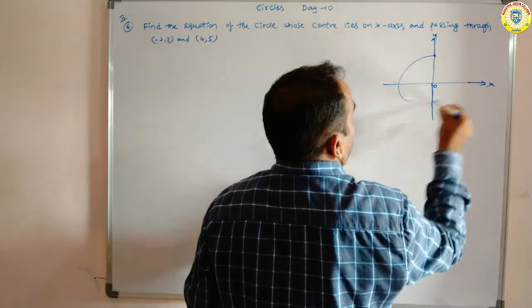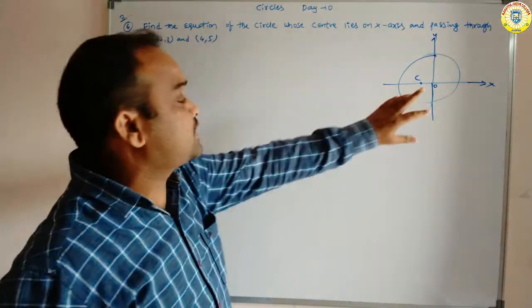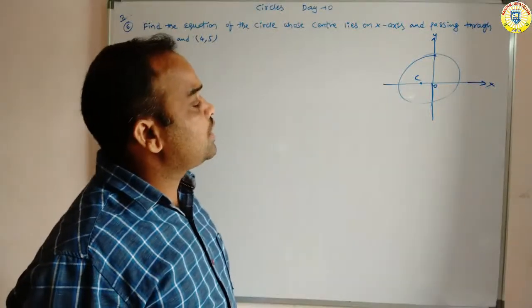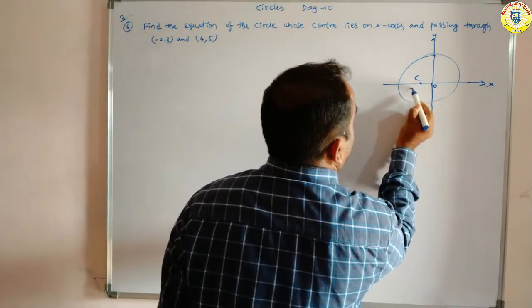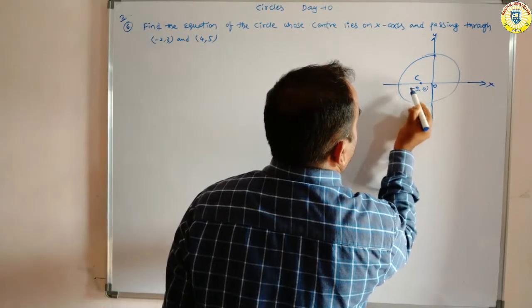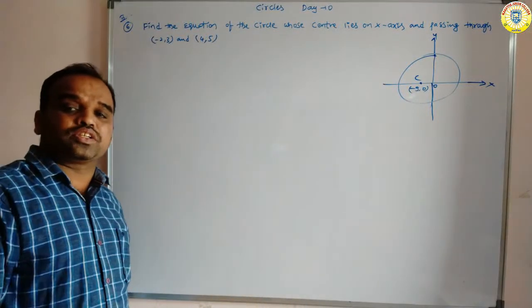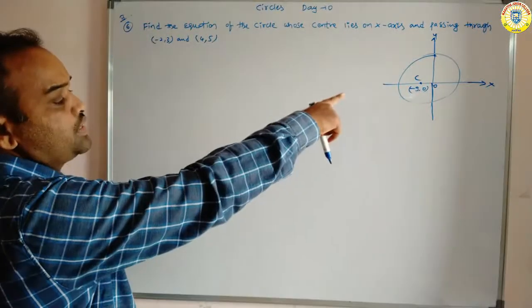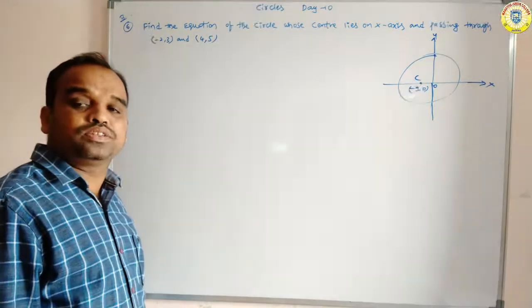Here, this is the center we are taking. The center lies on the x-axis. That's why the center is (-g, 0). Any point lying on the x-axis must have its y-coordinate equal to 0. The center also lies on the x-axis, so we take the center as (-g, 0).